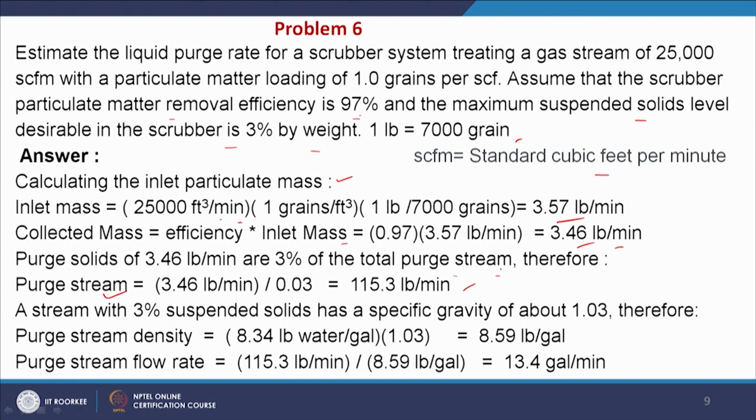pound per minute, and a stream with 3% suspended solids has a specific gravity of about 1.03. Therefore, the purge stream density is equal to 8.34 pound of water per gallon into 1.03, because we know that 1 gallon of water is equal to 8.34 pound, and this is our specific gravity, 1.03. So, then we will be getting 8.59 pound per gallon. So, we have the purge stream flow rate in pound per minute, and now we have pound per gallon. So, this will be 13.4 gallon per minute. So, now we are able to solve the problem.